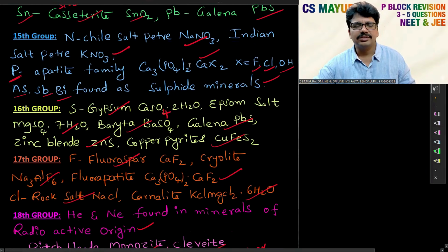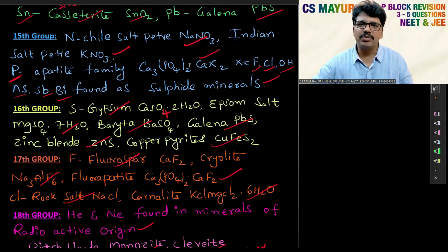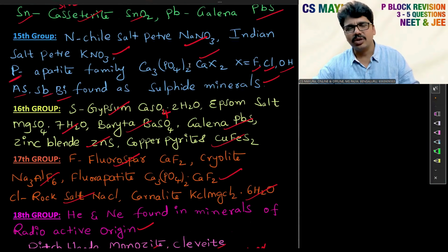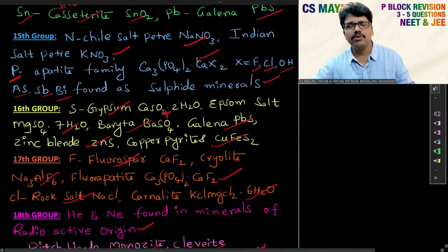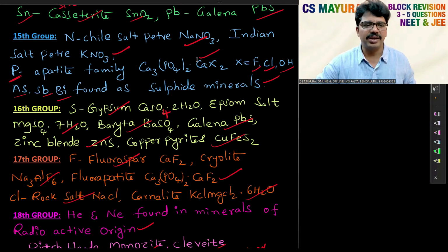15th group occurrence, nitrogen. Nitrogen comes from the nitrates: Chile saltpeter, sodium nitrate; Indian saltpeter, potassium nitrate. And phosphorus comes from the apatite family. The apatite family is Ca3(PO4)2·CaX2, where X can be chlorine, fluorine, or OH. If fluorine is there, that is fluoroapatite. If chlorine is there, chloroapatite. If OH is there, hydroxyapatite.